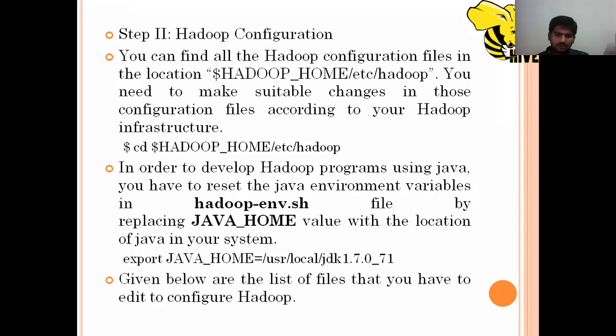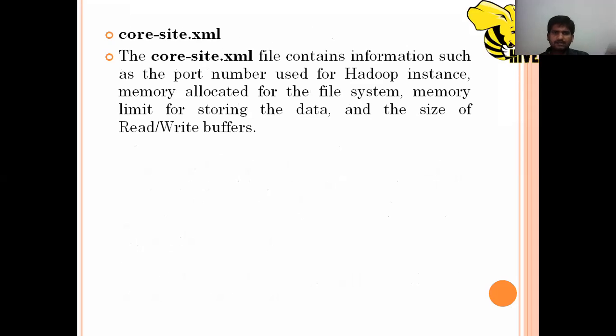Given below is the list of files that you have to edit to configure Hadoop. First, core-site.xml we have to modify. The core-site.xml file contains information such as the port number used for the Hadoop instance, the memory allocated for the file system, the memory limit for storing the data, and the size of the read and write buffers. So core-site.xml is used for how memory is allocated, the port number, and all those things.